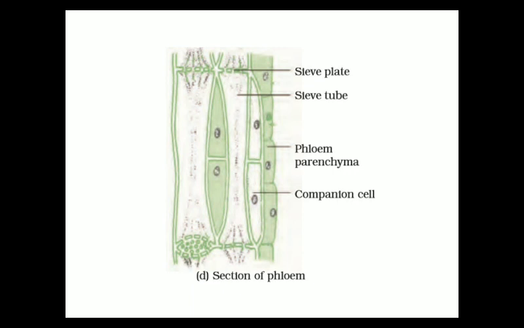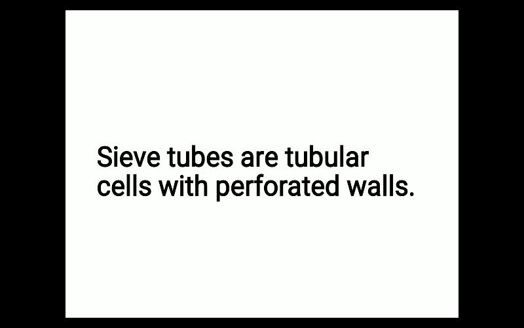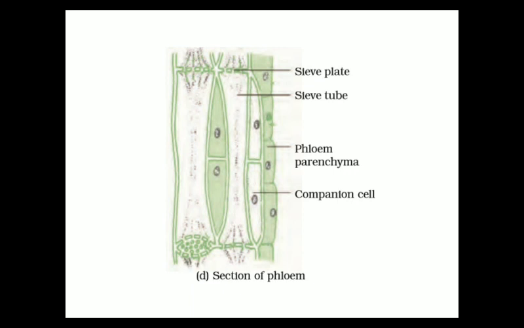So this is the sectional view of phloem. It consists of sieve tube, phloem parenchyma, companion cells and phloem fiber. Now, sieve tubes are tubular cells with perforated walls. So mainly in phloem, the sieve tube helps in the translocation of food. Apart from sieve tube, no other cell helps in translocation of food. The others support the sieve tube. So in xylem, tracheids and vessels are the main water conducting element.